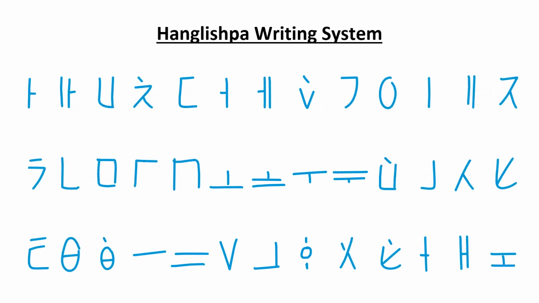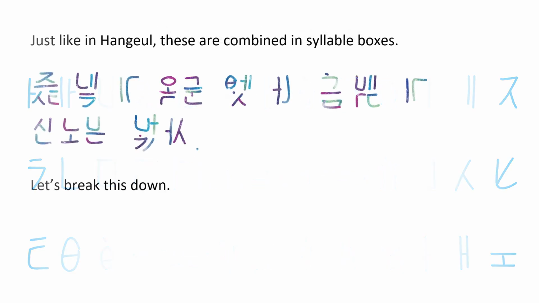Okay, so my handwriting isn't the best, but for those of you familiar with Hangul, you'll see lots of familiar letters. Feel free to try to cipher the remaining letters before proceeding if you'd like. Just like in Hangul, these are combined in syllable boxes. Here I've provided you an example. It says, just like in Hangul, these are combined in syllable boxes. Let's go ahead and break this down.